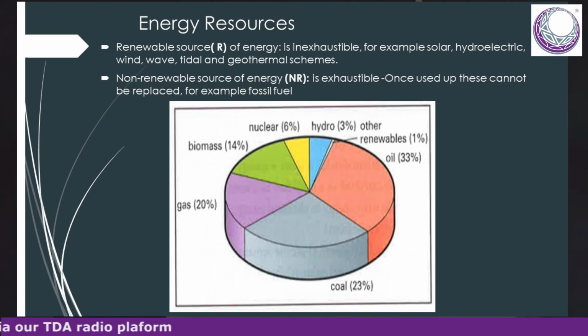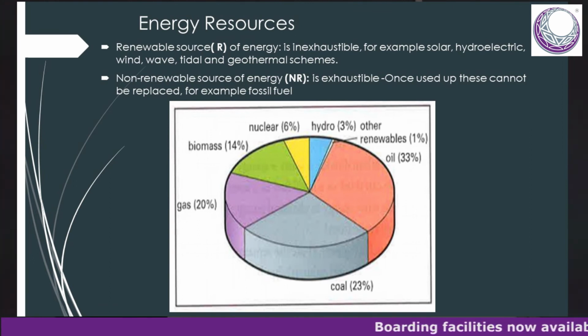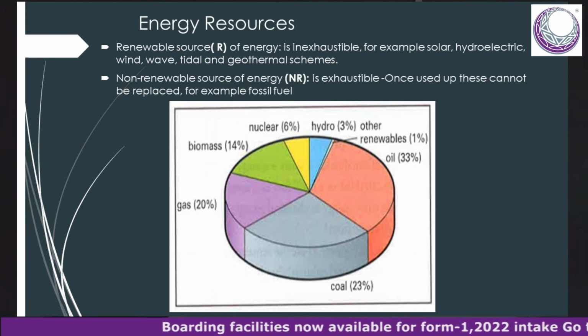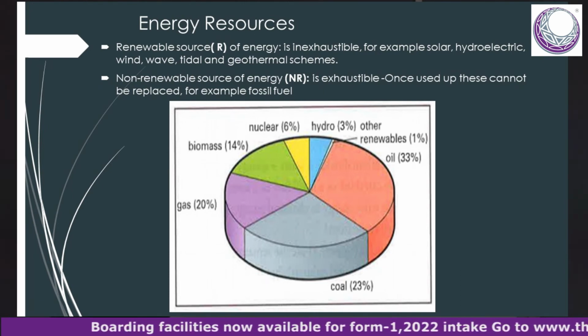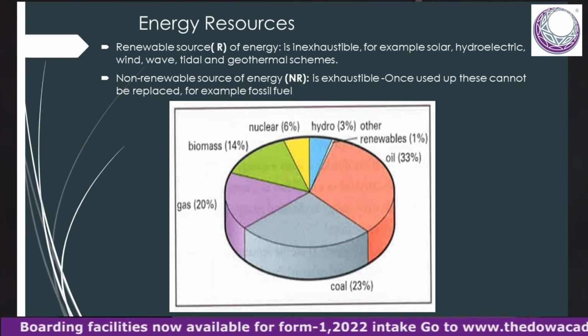Then we have non-renewable energy sources, which are exhaustible. Once they are used up and finished, that's it. They take a whole lot of years to form and won't be around. They cannot be replaced in time. Those are NR, non-renewable resources. So you need to classify your energy sources into these two as you do your revisions. Classify which ones are renewable, which ones are non-renewable.